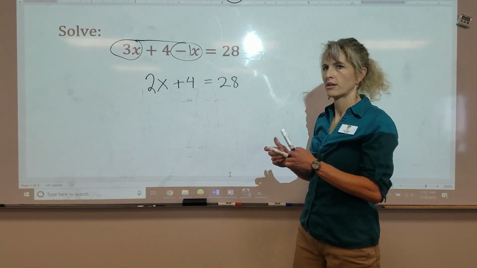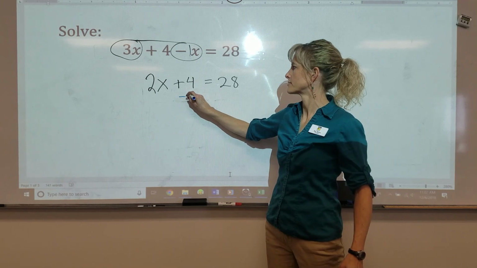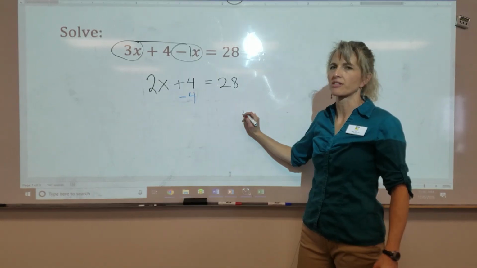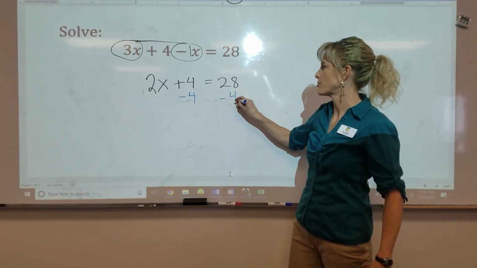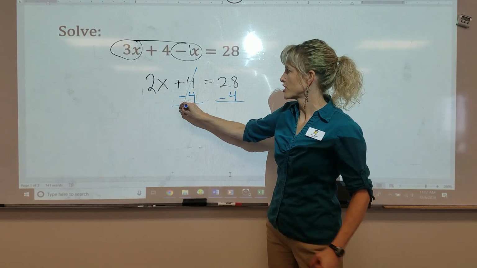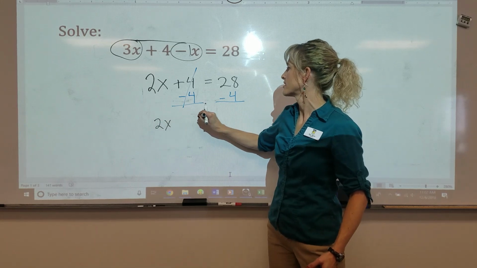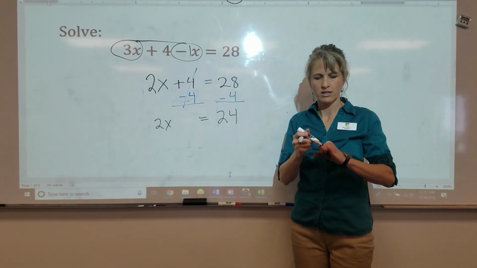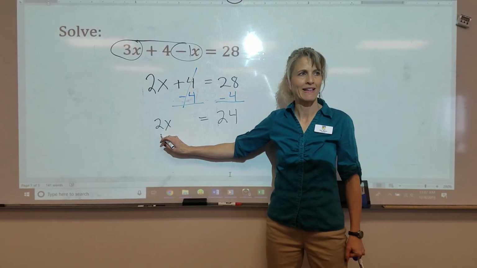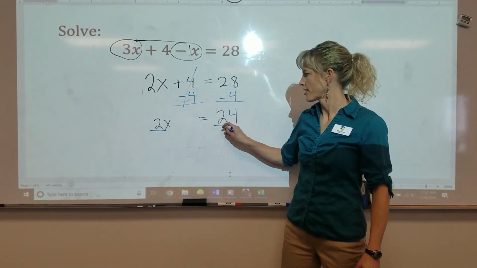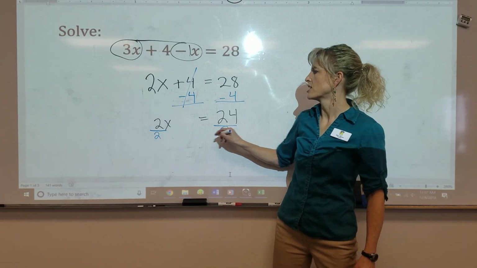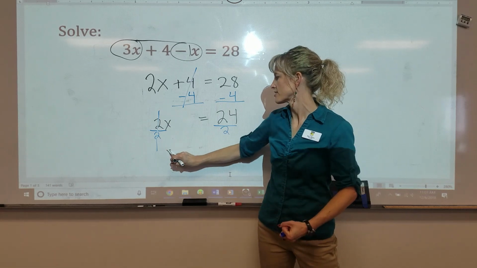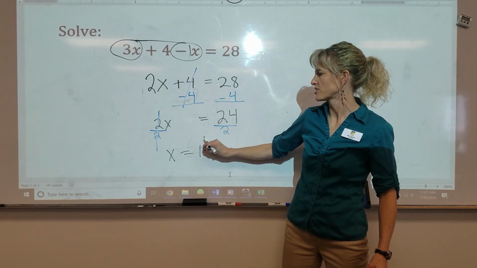You subtract. What do I subtract? 4. Where else do I subtract it from? The 28. The 28, because I have to keep a balanced equation. Those are eliminated. I'm left with 2x equals 24. What do I do next? Bethany? Divide by 2. Excellent. 2 is being multiplied. Opposite is division. 2's cancel. I'm left with x equals 24 cut in half, which is 12.